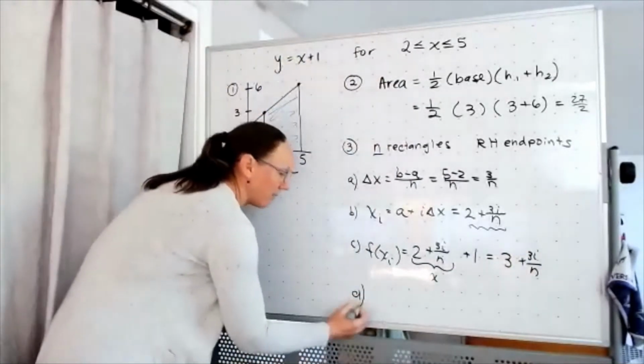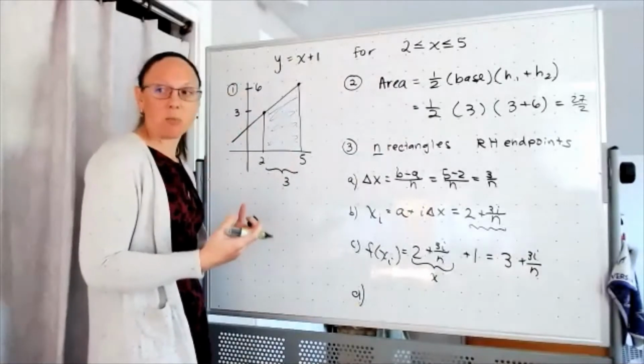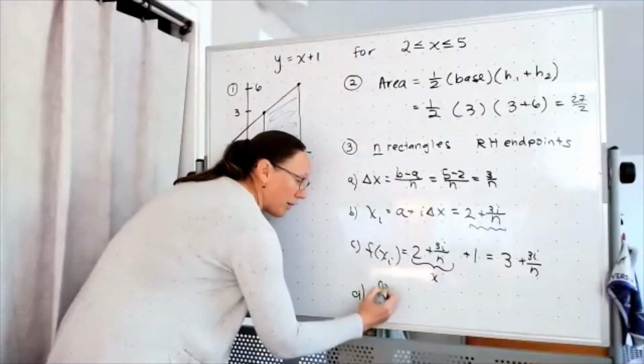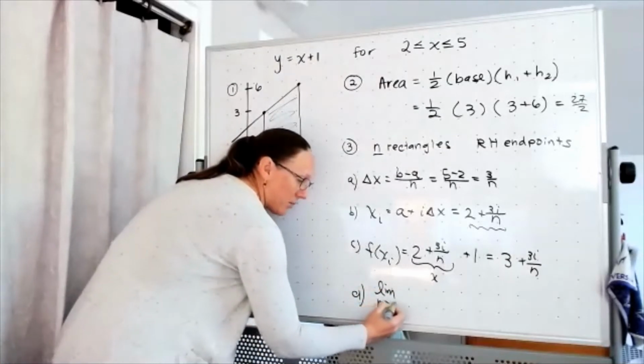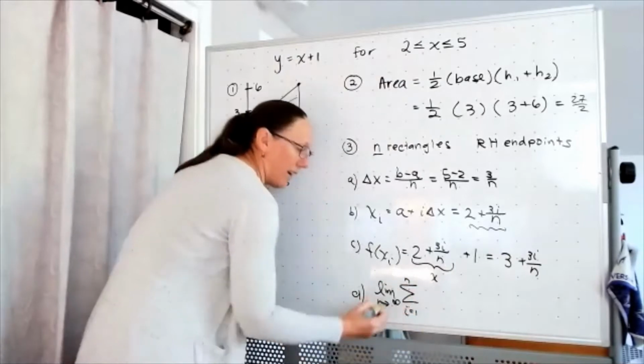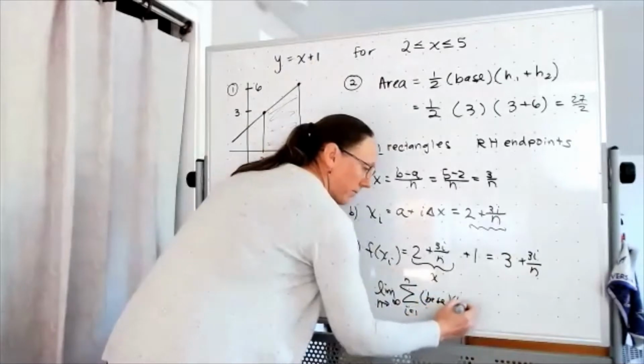Part D, we're putting it all together into our Riemann sum notation. And in particular, I've already prompted us with the limit as n approaches infinity and the sum from I equals 1 to n. So now we just have to fill in the base and the height.